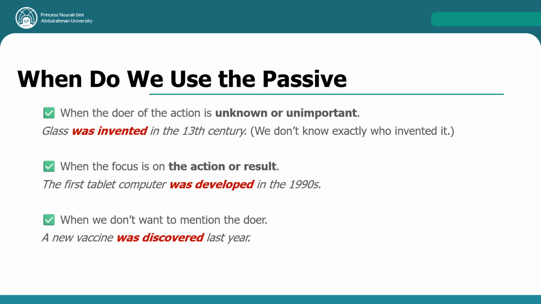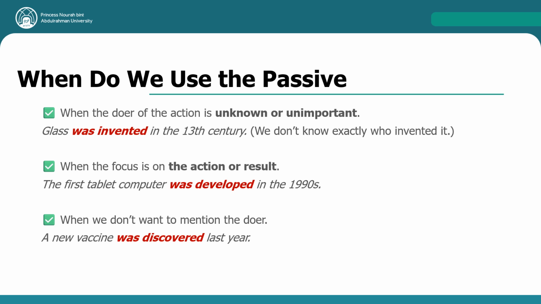Now, when do we use passive? It is important to know that these are the three reasons why you would be switching from active to passive. The first one is when the doer of the action is unknown or unimportant. The second, when the focus is on the action or the result. And lastly, when we don't want to mention the doer. These are the three reasons why we would use the passive.